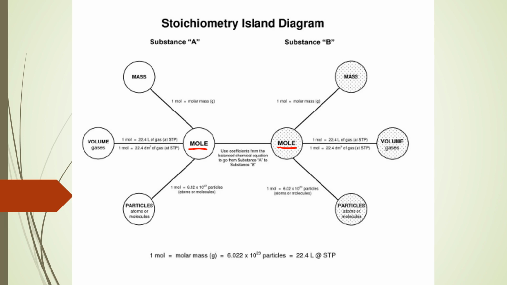So just to kind of review this, remember the relationship from mass to mole, and it should be written on your paper, but you might have to clarify it. 1 mole is the molar mass of that substance. So depending on which direction we're going, we're either going to multiply or divide by the molar mass. Particles, 1 mole is Avogadro's number.